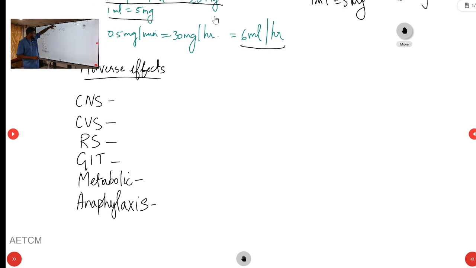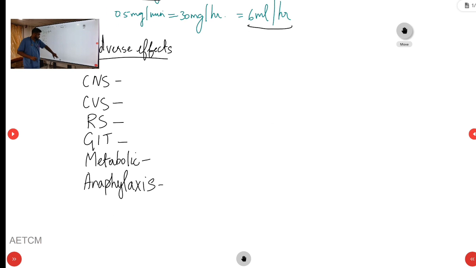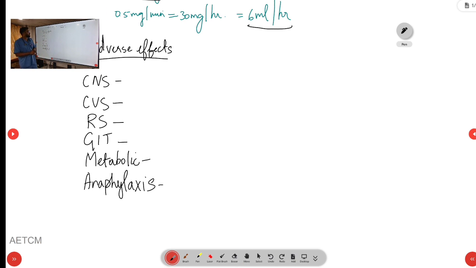Then coming to the adverse effects. What all do we have? Coming to the CNS adverse effects, usually the patient might have some fatigue or lethargy, generalized weakness, or can have some sleep disturbances, or some mental depression can also be seen in certain people. So those are the CNS ones.